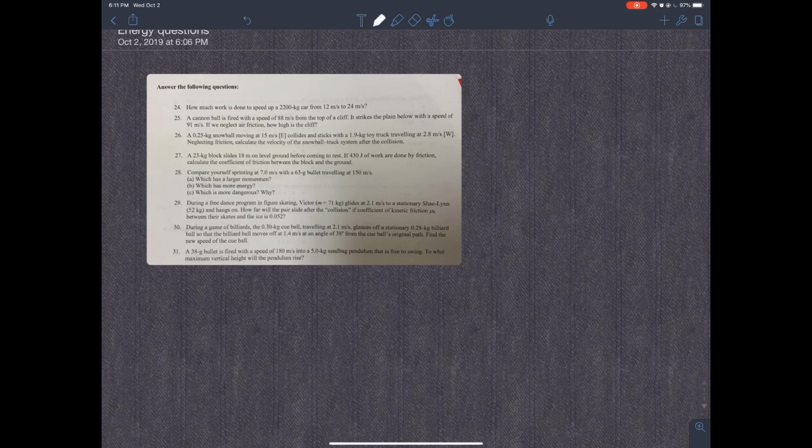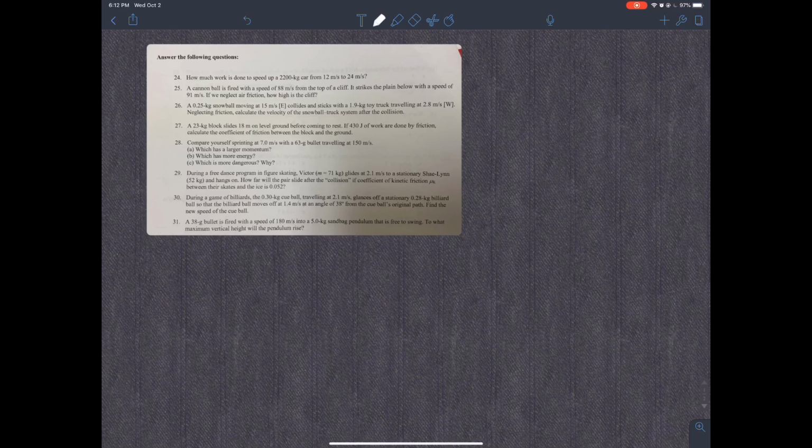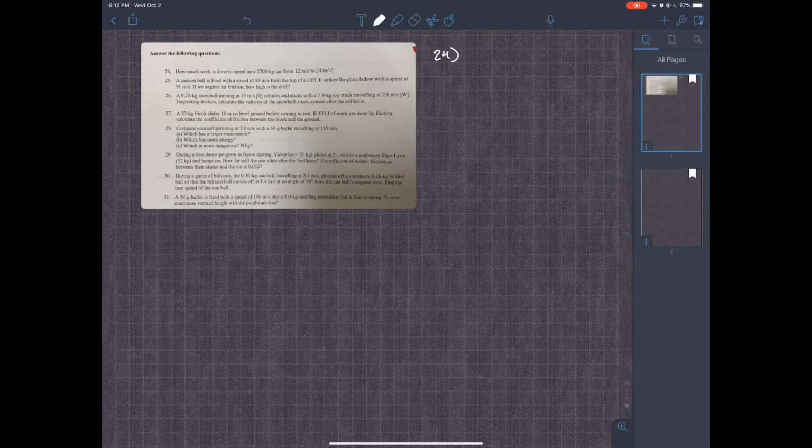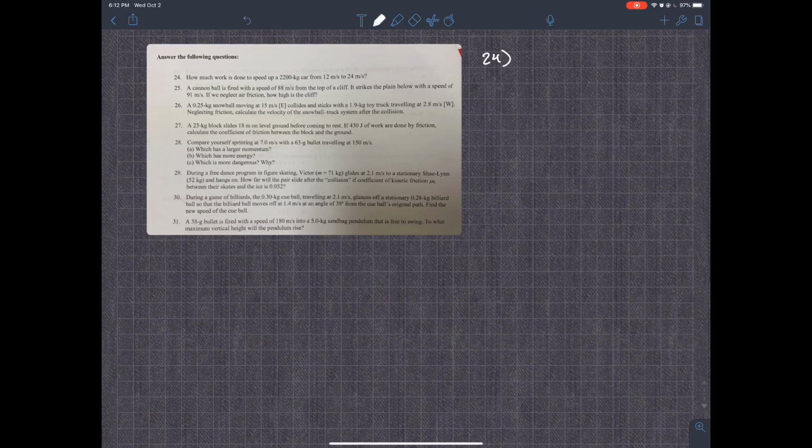So we can see here we have question 24. How much work is done to speed up a 2,200 kilogram car from 12 meters per second to 24 meters per second? So I will start writing the question here. Let me try using a grid, might help. With question 24, we know that we can quantify work and energy, which are basically used as the same term arbitrarily, right?